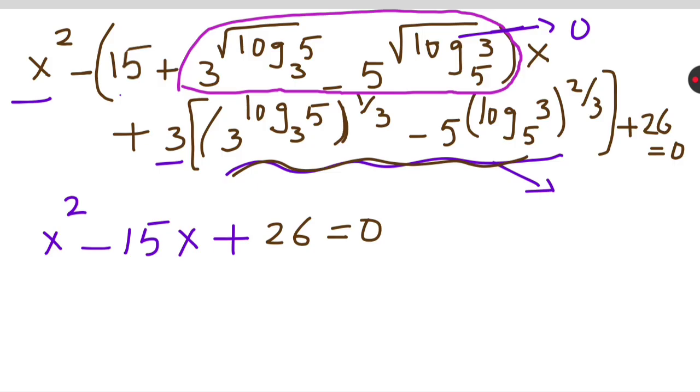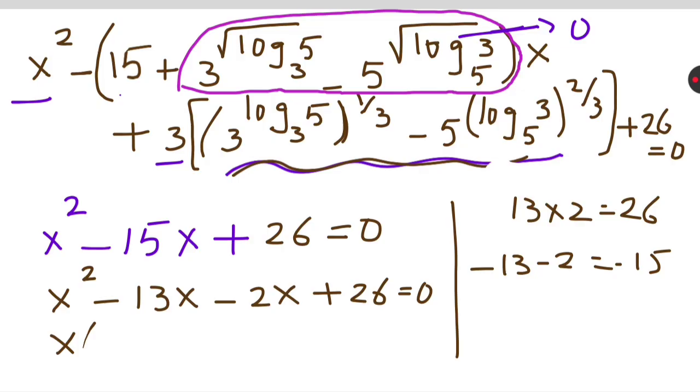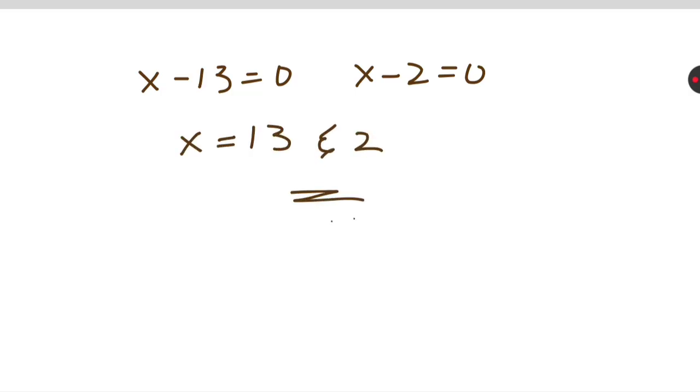This whole expression turns into a simple quadratic equation. So 26 is nothing but 13 times 2, and minus 13 minus 2 gives minus 15. So 13 and 2 are roots of this quadratic equation. So we can write this as x raised to the power of 2 minus 13x minus 2x plus 26 equal to 0. If you take x as common, we get x minus 13, then if you take minus 2 as common, then x minus 13. So we can say that x minus 13 equal to 0 and x minus 2 equal to 0. We can say that x is 13 and 2. So these are the roots of this complex expression.